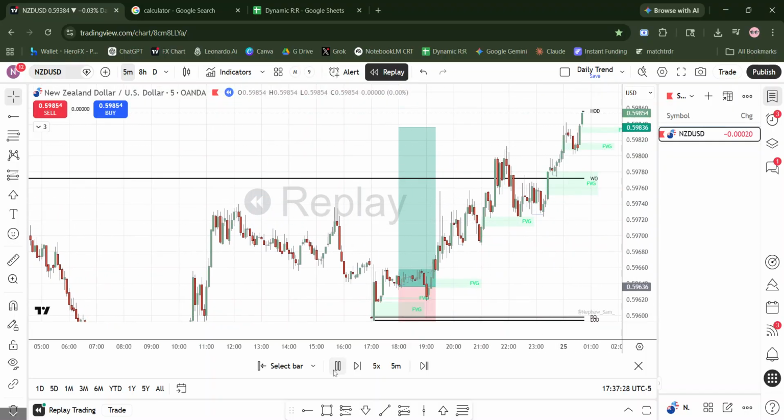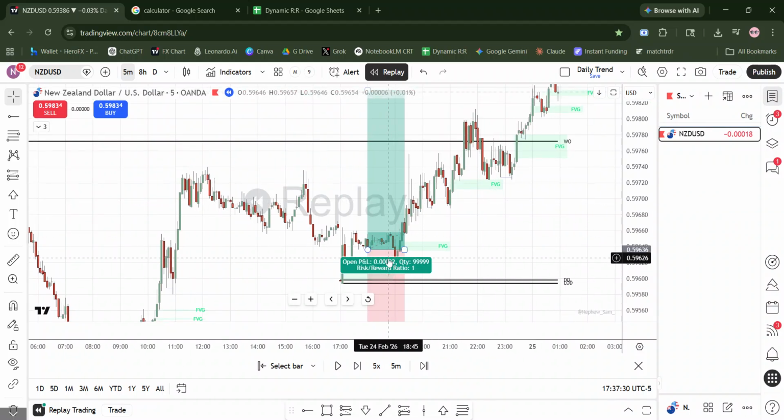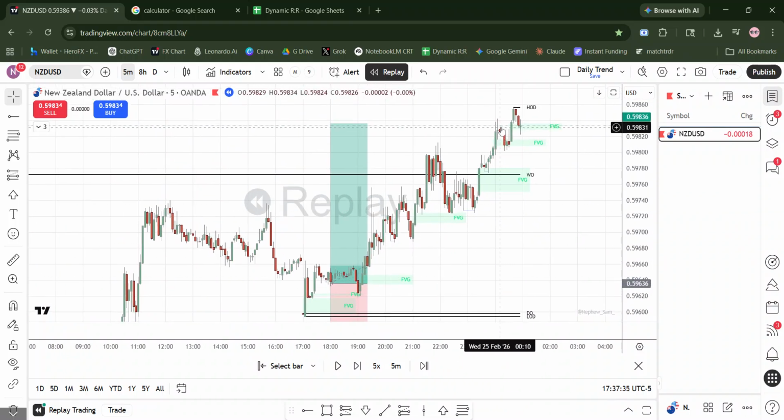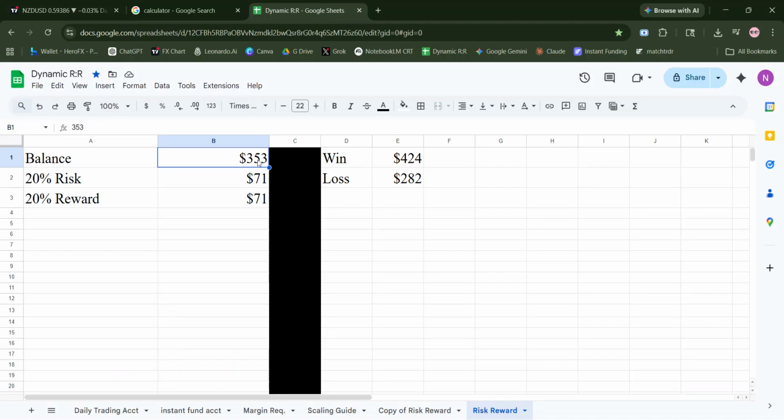And there you go, take profit is hit. So this one was about a 6 o'clock entry. Take profit got hit a little after midnight. So that would have been another 20%. So our new balance is 424. Okay, so we've doubled our account.